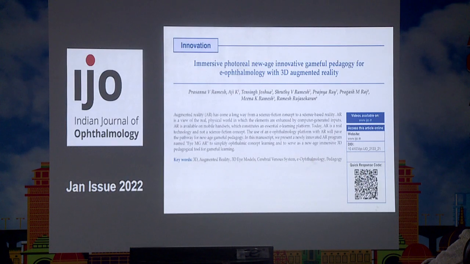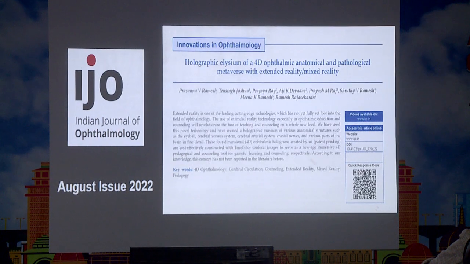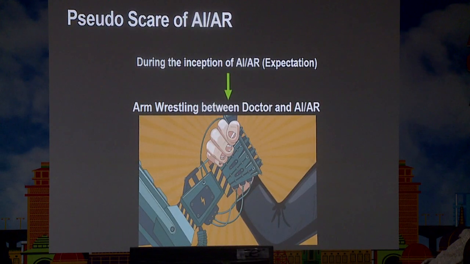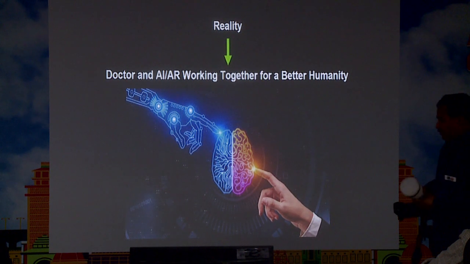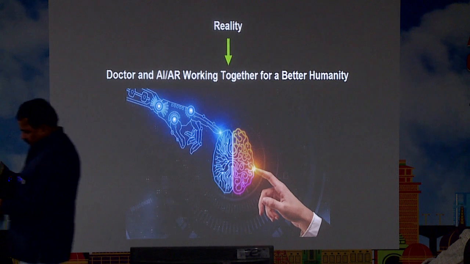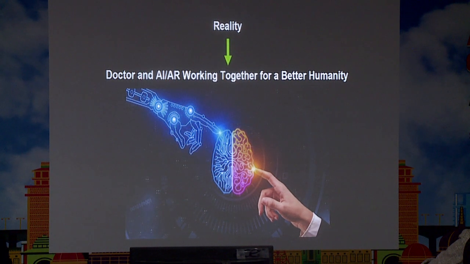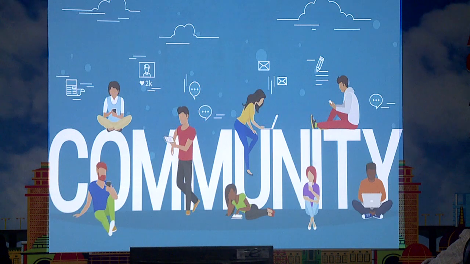So this is the three-dimensional module, and this is our innovation, which is published in the January 2022 issue and the August 2022 issue. So with AI and AR, there is no arm wrestling between the doctor and the machine. The machine and the doctor have to go hand in hand, and humans will always be on top and will be monitoring the machine, and together we will be working towards a better humanity, which is called human-in-the-loop training, where we will be breaking the black box dilemma, because it's an explainable AI and an explainable augmented reality module.